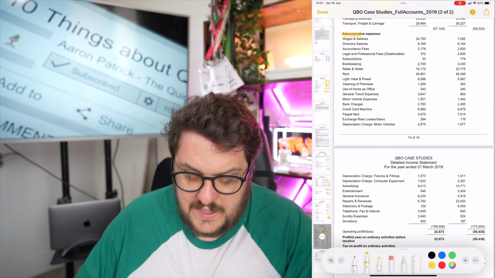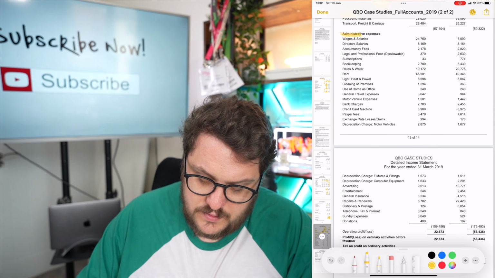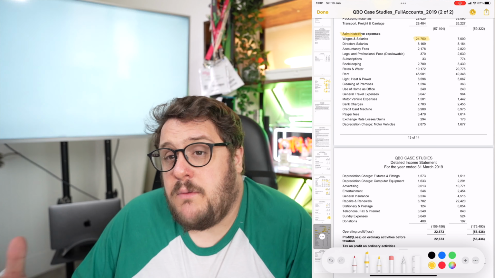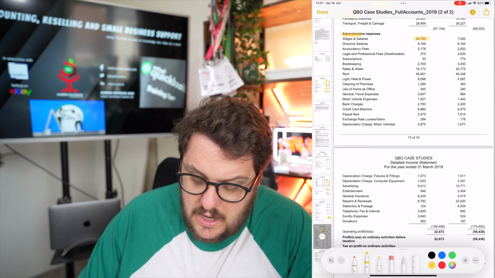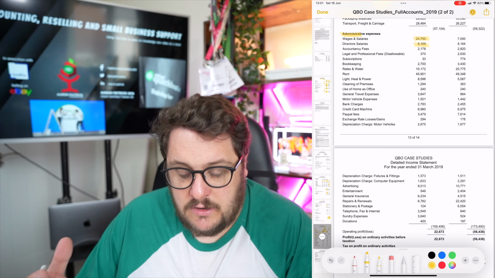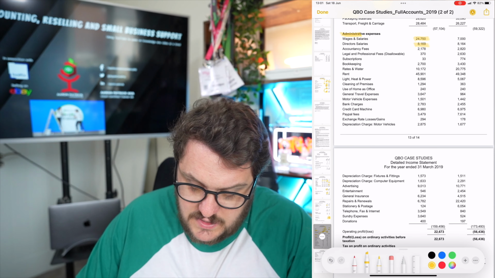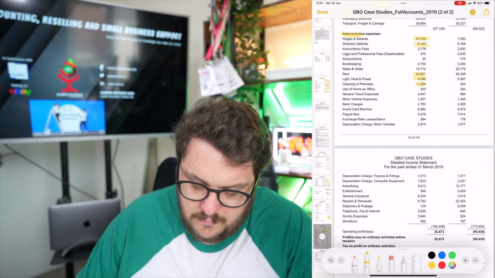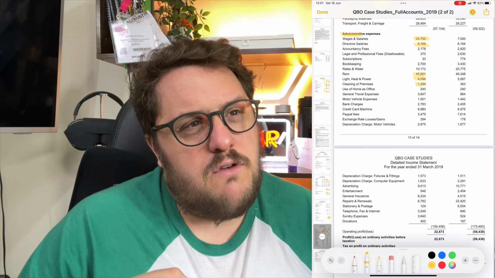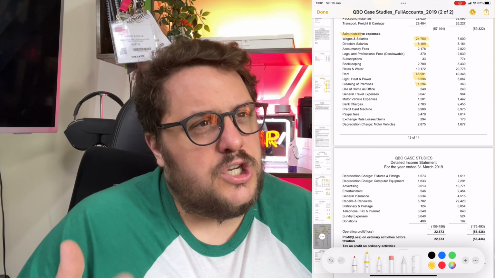Now, some of the key ones in here that are straightforward enough to understand is wages. Yep, anyone who's part of your admin team. Director salary, so maybe you paying and remunerating yourself. And then especially things like rent, light and heat, cleaning the premises, those sort of items are all costs that are really important to you and your business.